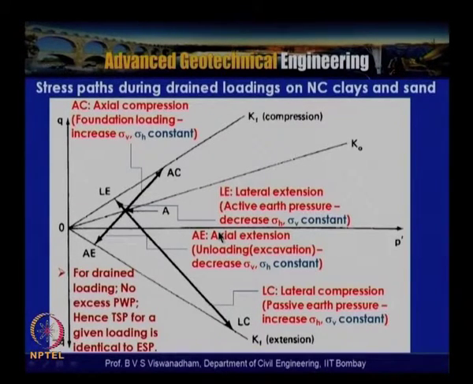Now let us say that we have a sample which has been subjected to axial compression. A geotechnical engineering example is a foundation where the loading is increasing and sigma h is constant and sigma v is increasing, like a 2-storied or 3-storied building where the column is subjected to increased loading. In that case the element AC is subjected to axial compression.